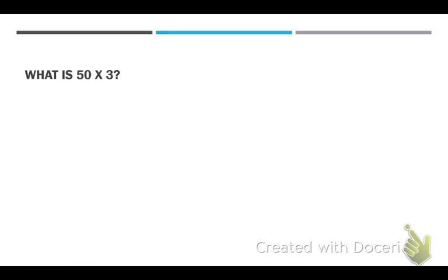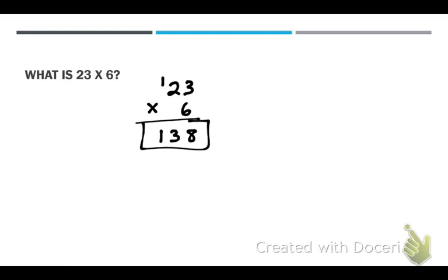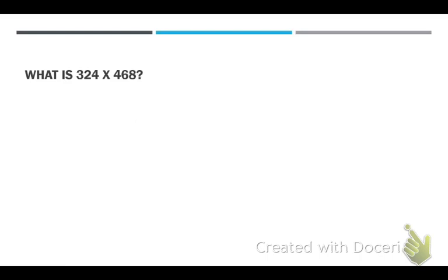Okay, same idea once again. 50 times 3. If you don't know how to count by 50s, you can multiply it out just like that. The answer is 150. Okay, so once again, we've got 23 times 6. 6 times 3 is? 18. 2 times 6 is? 12, plus 1? 13. The answer is? 138.